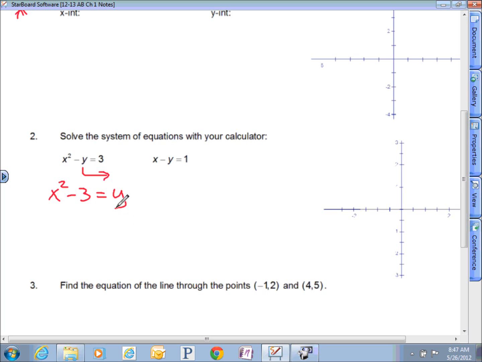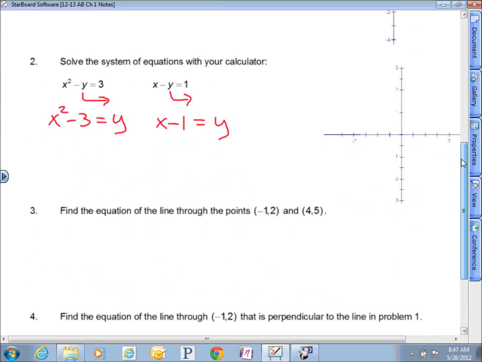And my other equation, I'm going to do the same thing. How about x minus 1 is equal to y? That will be the system of equations that I will solve in the calculator video in a couple of minutes. I just want to make sure everybody had the same information on that.